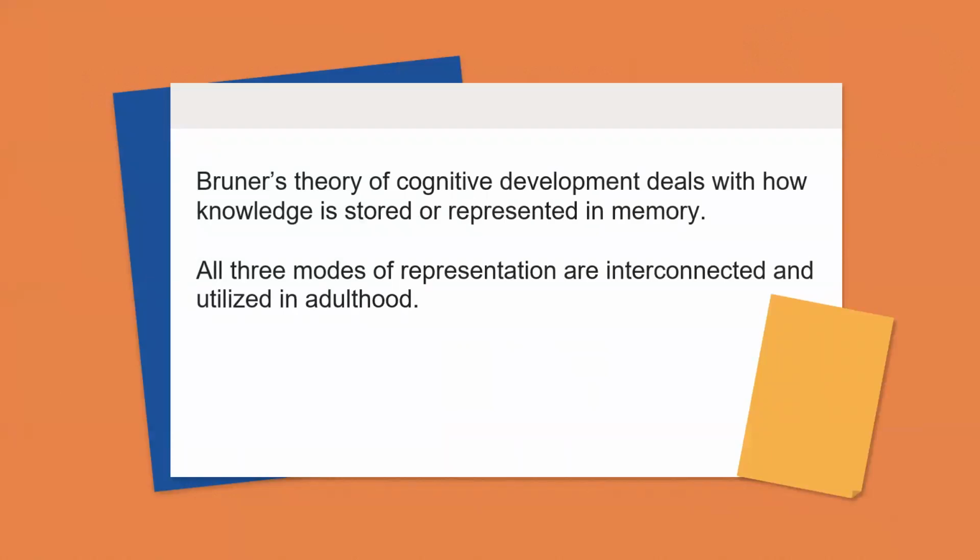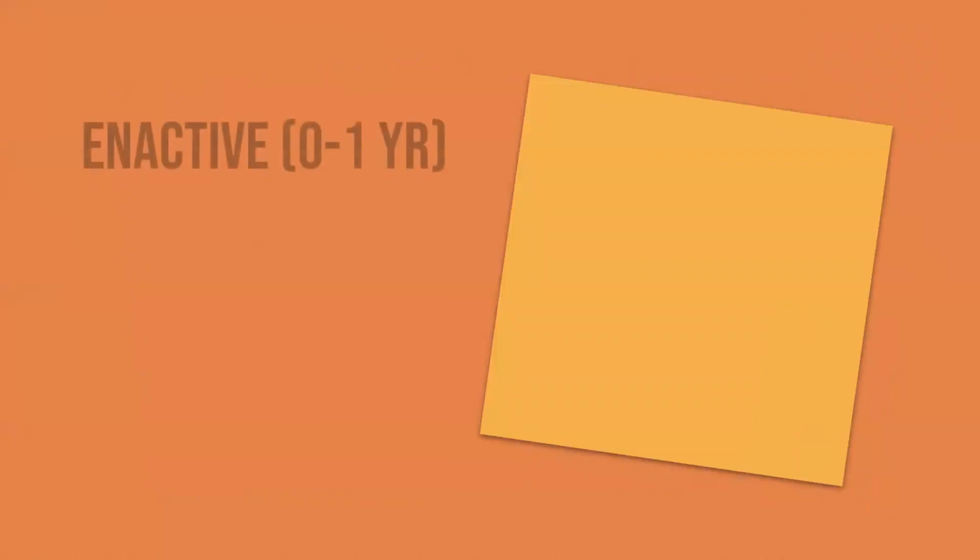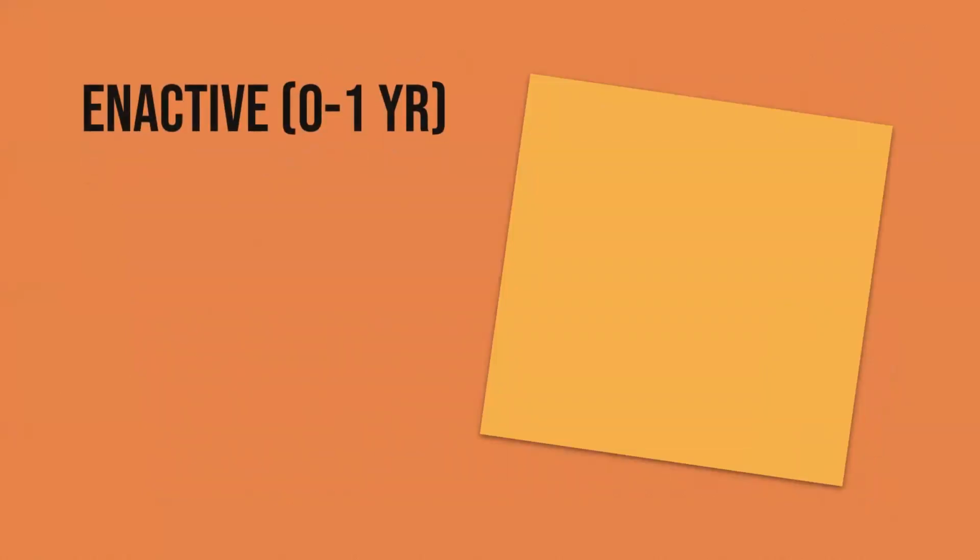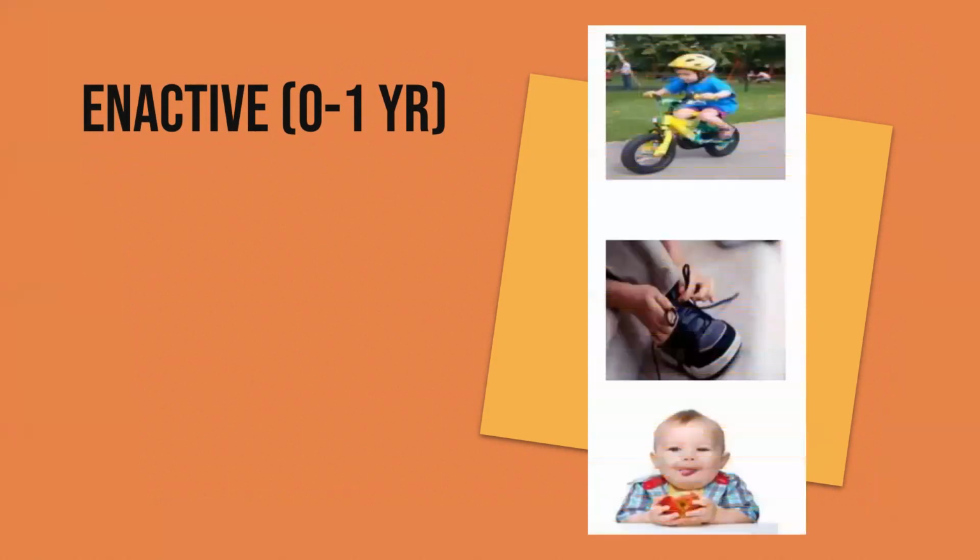So Bruner's theory of cognitive development deals with how knowledge is stored or represented in memory. So all three modes of representation are interconnected and utilized in adulthood. So hindi lang ito sa mga bata, kundi igagamit din ito sa adults. So let's see. First one is enactive. If you remember, that was action-based.